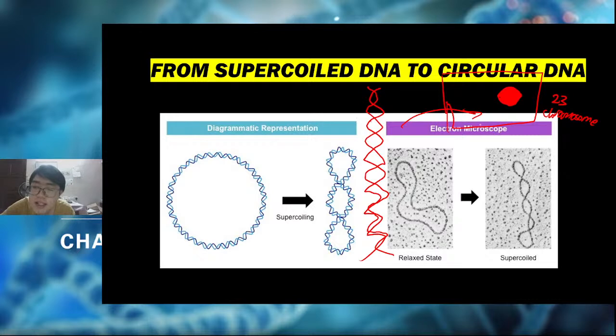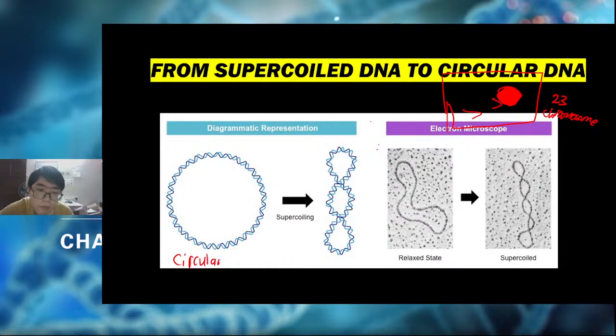Awak pun tahu sel ini sangat kecil kan? Sel ni dalam ada nucleus, semua DNA akan masuk dalam nucleus. So if the DNA strand is long like this, it is very long until it cannot fit into the nucleus. So to overcome this problem, normally the DNA will be in circular form. But tak cukup juga. So normally it is in supercoil form.